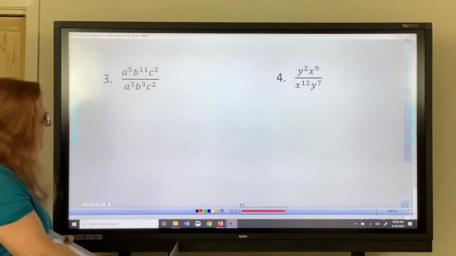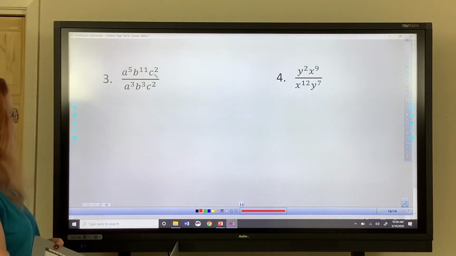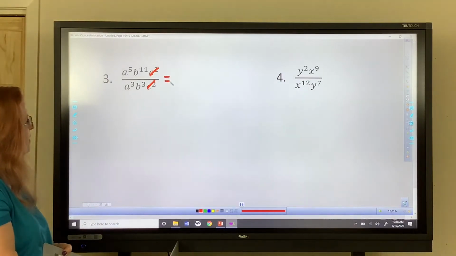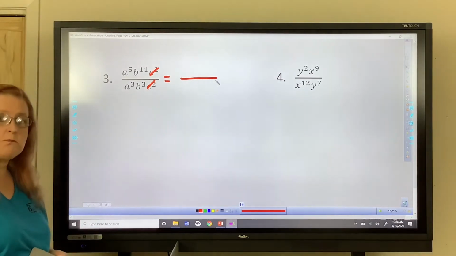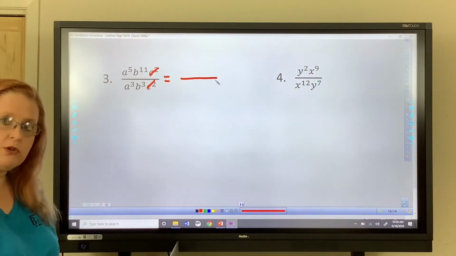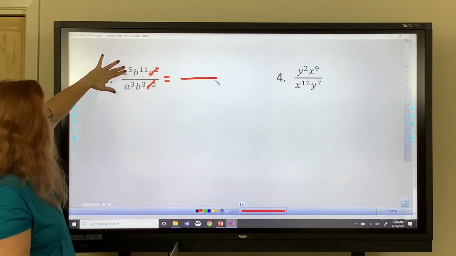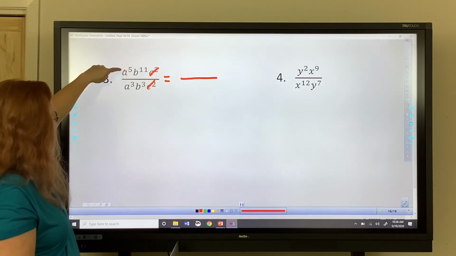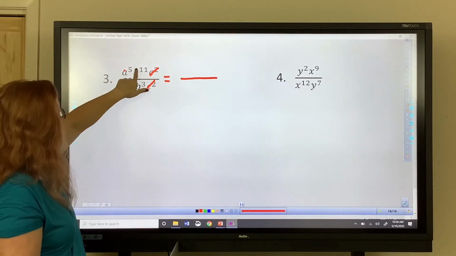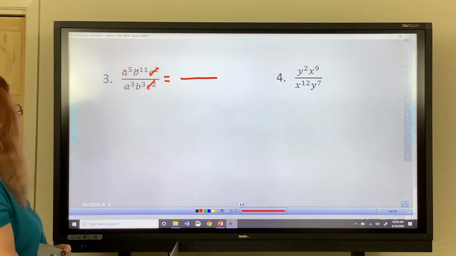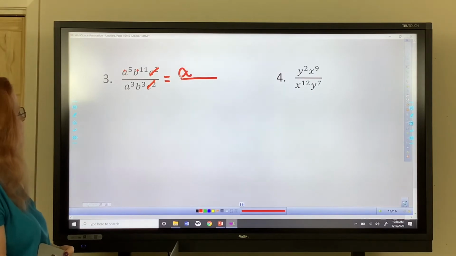And so the first thing I see is this c squared. If c squared is on the top and the bottom, it can cancel to be 1. And so I'm going to put my equals and I'm going to set my fraction bar because I need to know location, numerator or denominator. So looking at the a, I have 5 is larger, so it's going to stay up top. And 11 is larger, so it's also going to stay up top. So I'm not going to have anything in the denominator. And so a, and 5 minus 3 is 2.